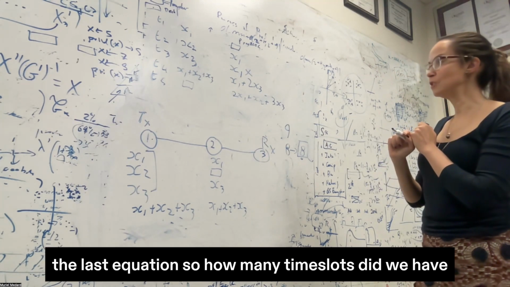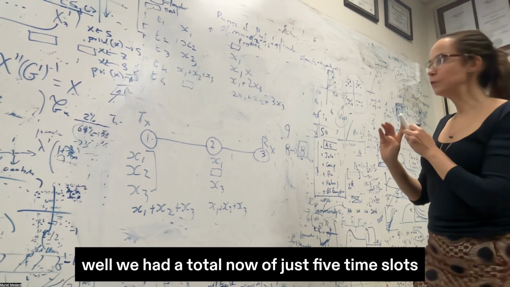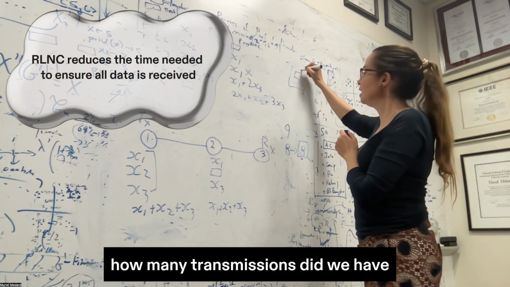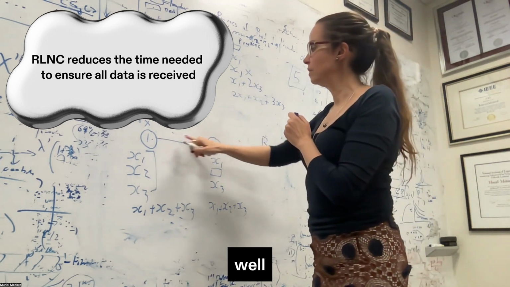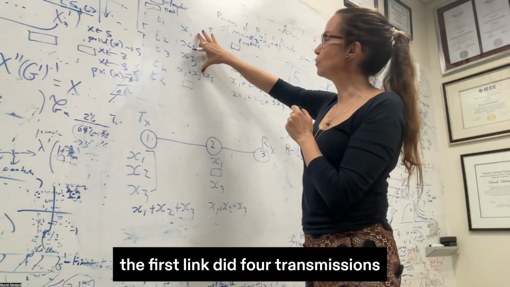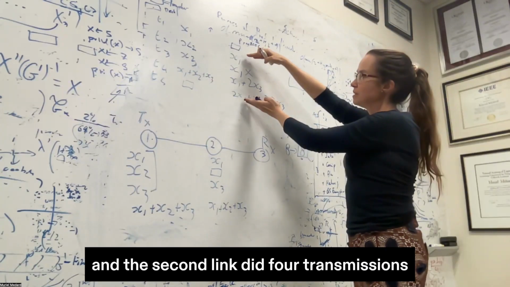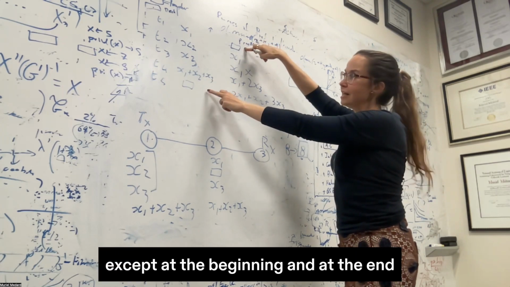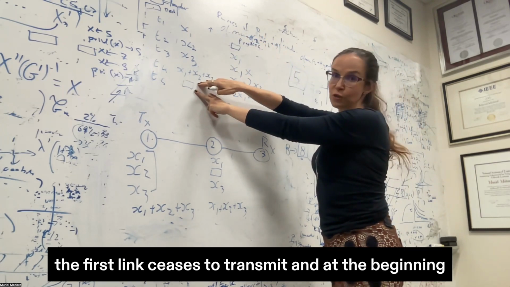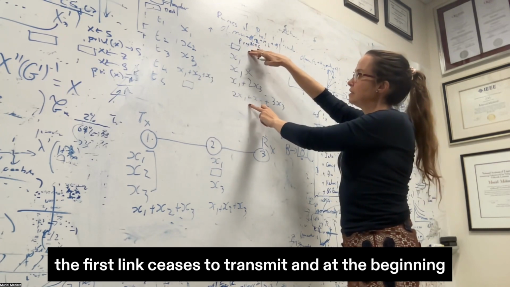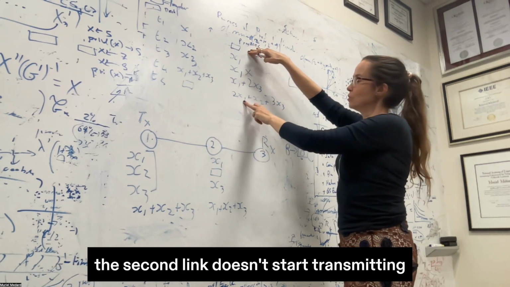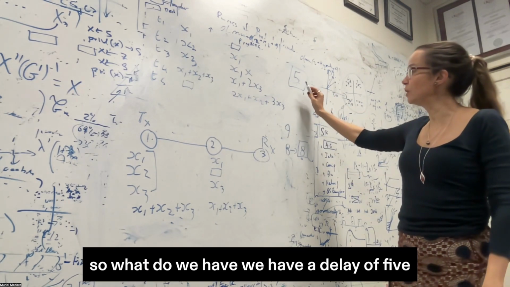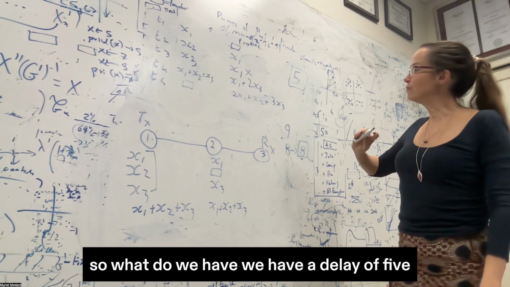So how many time slots did we have? Well, we had a total now of just 5 time slots. How many transmissions did we have? Well, the first link did 4 transmissions, and the second link did 4 transmissions. They overlap everywhere except at the beginning and at the end, where at the end, the first link ceases to transmit, and at the beginning, the second link doesn't start transmitting. So they're basically pipelined. That's what we call pipelining. So what do we have? We have a delay of 5.